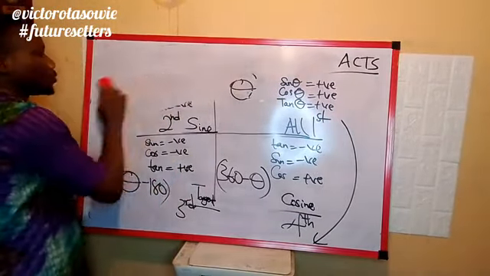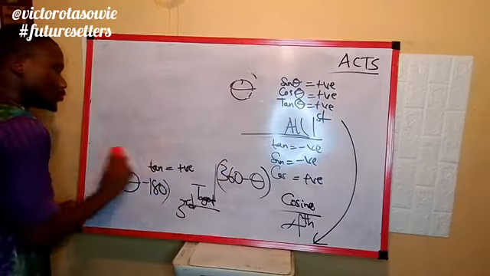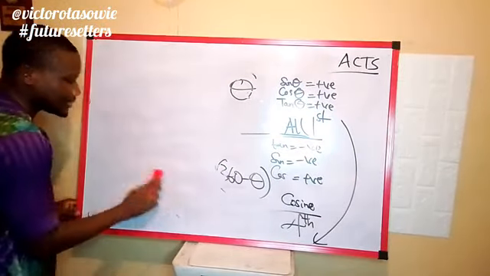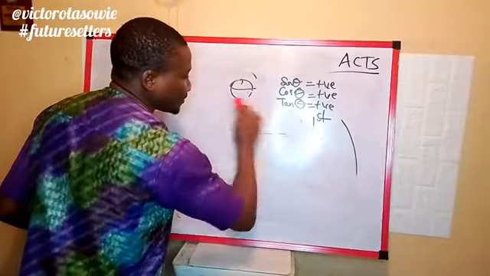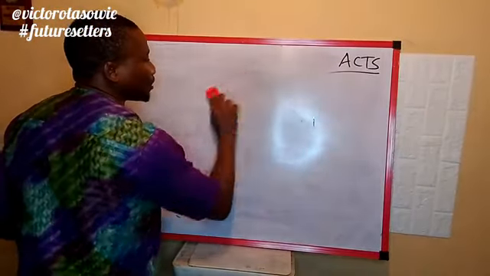Now, we move to another part, which is how to analyze this ACTS. How did we get these values? How did we get all these ACTS values? Now, we are going to go through it together.